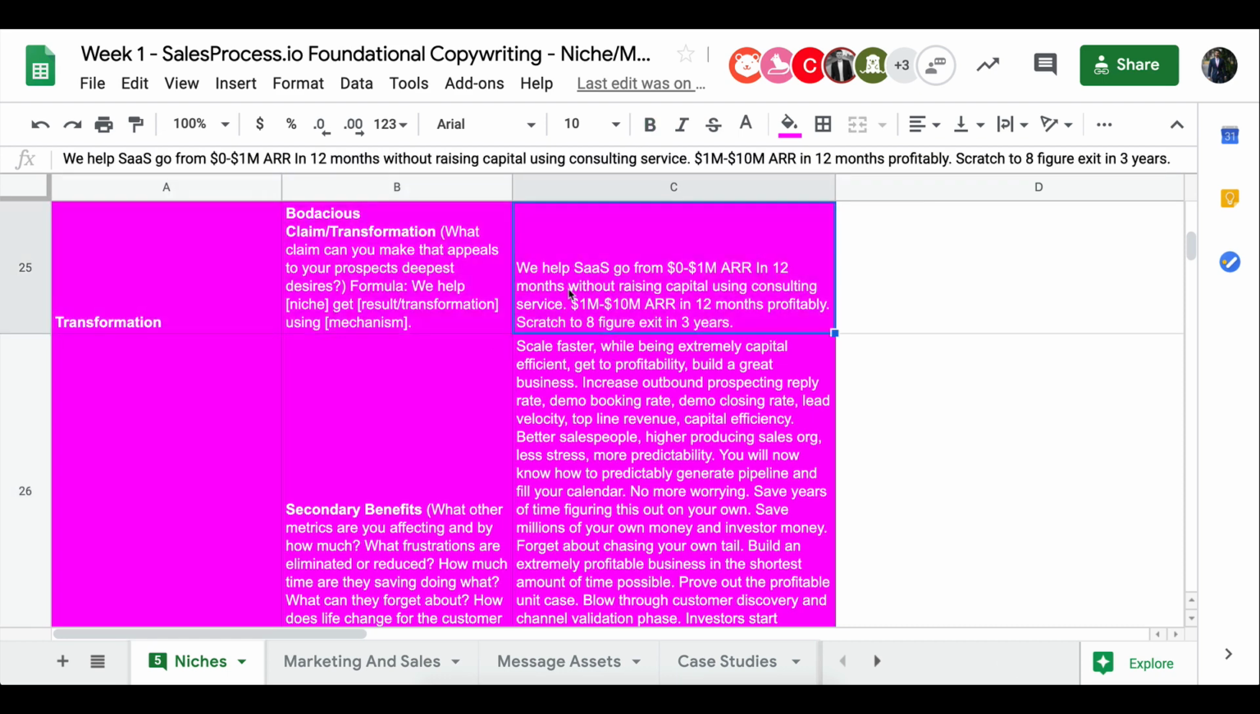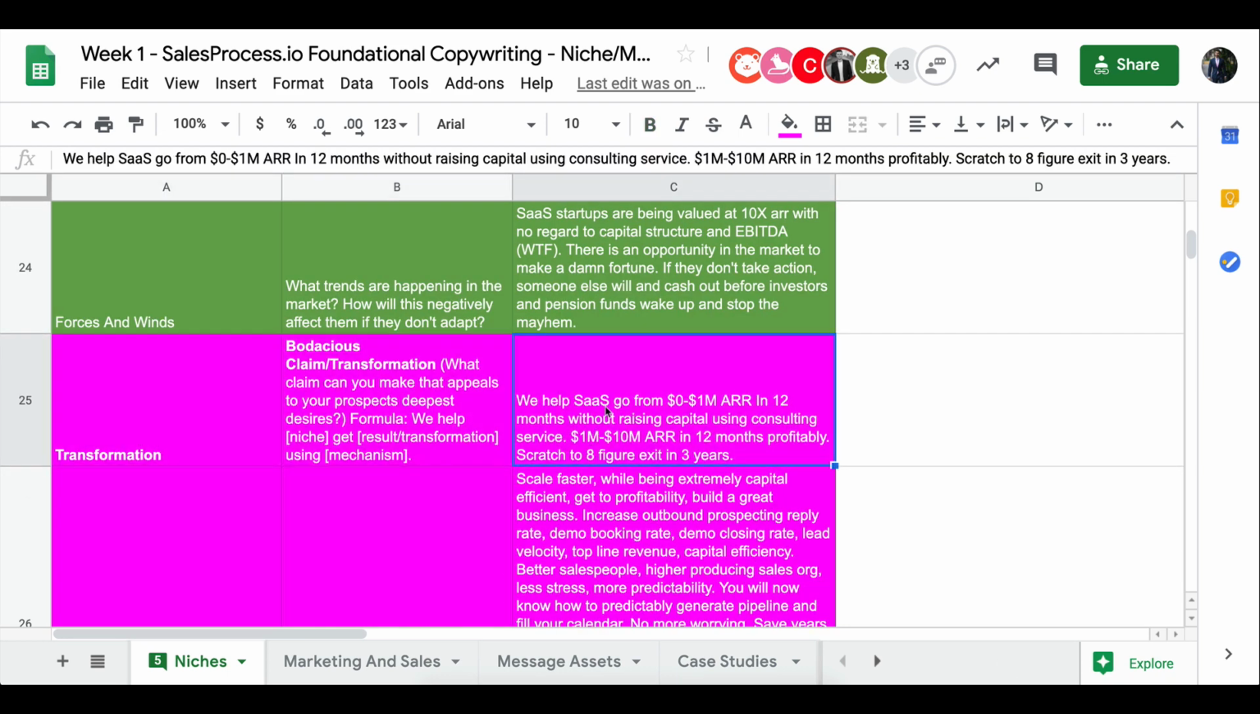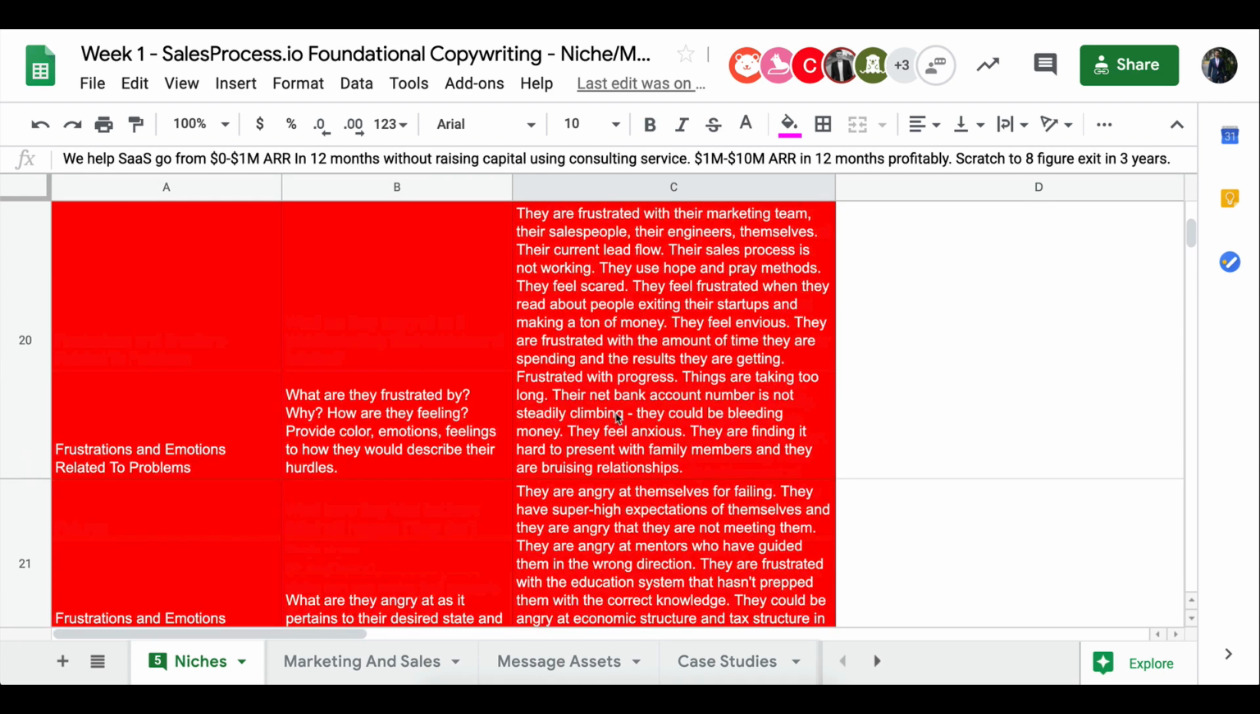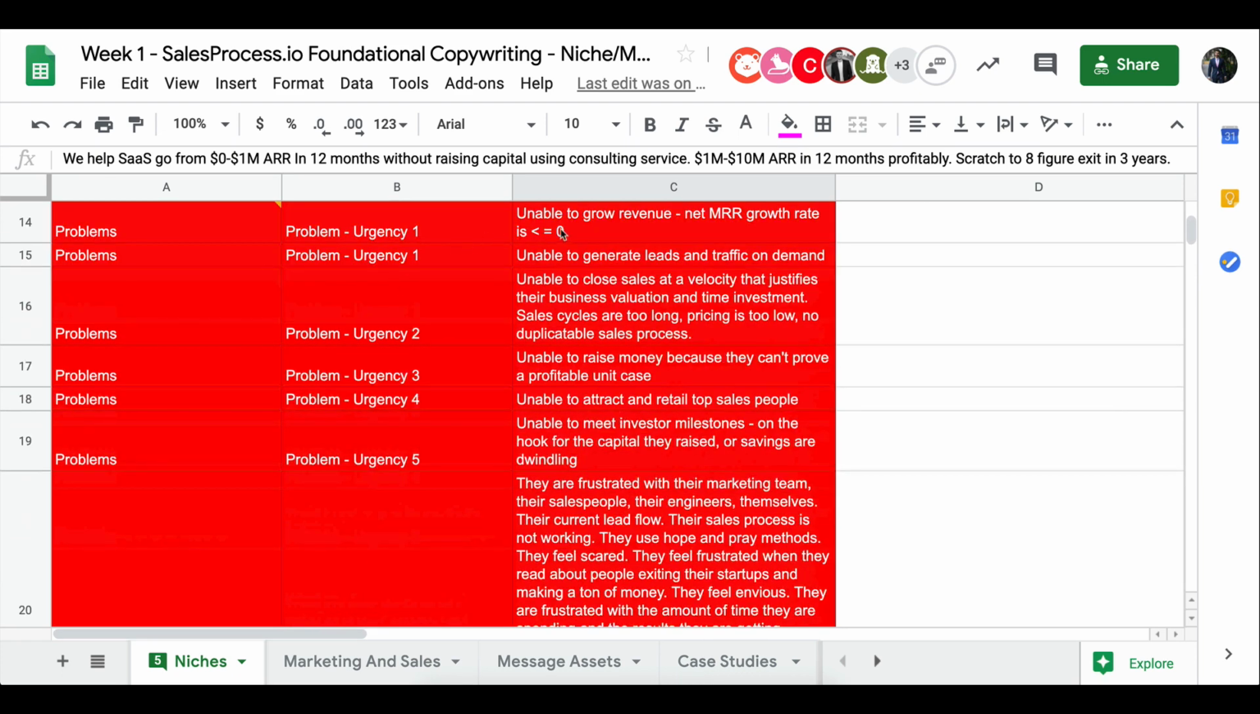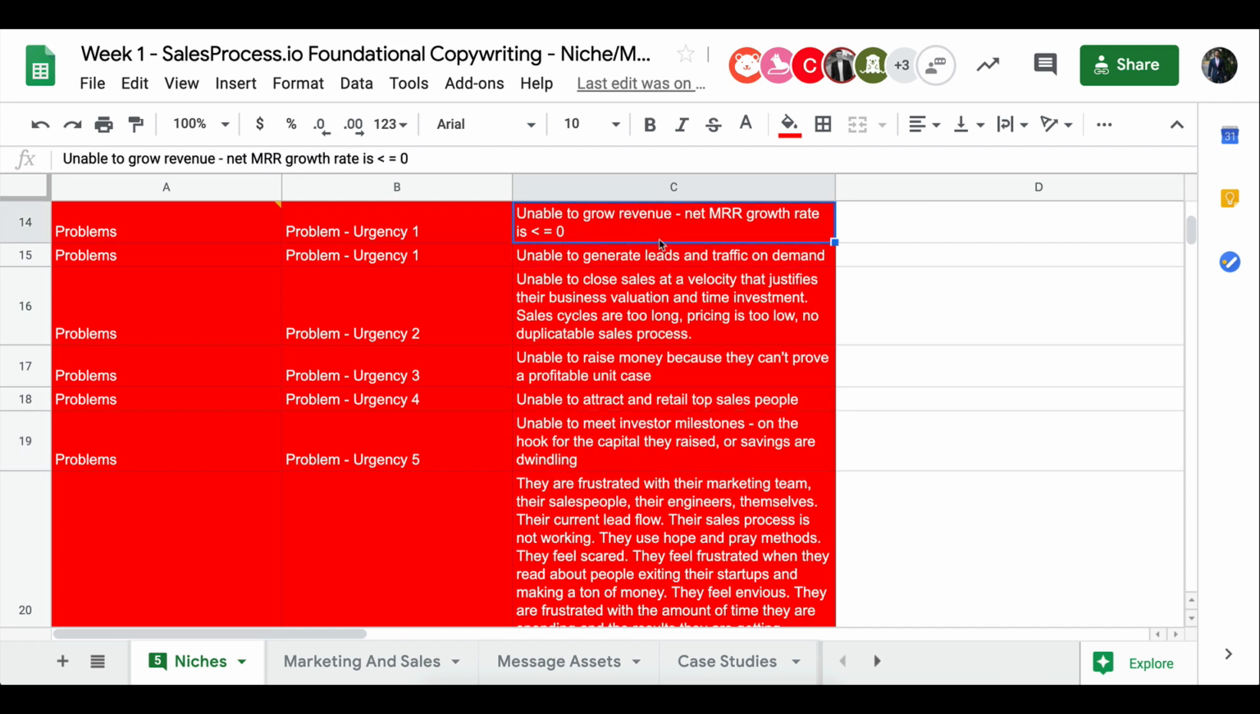And another point about these transformations and benefits. So you might be asking, well, how do I come up with them? They're typically the inverse of the problem, okay, or the problems. So if you look at the most urgent problem, you just flip that problem over, okay? So unable to grow MRR, right? The inverse of that is like hyper growth MRR, right? Unable to generate leads and traffic on demand. The inverse of that is customers or prospects flooding your calendar and flooding your CRM, right?